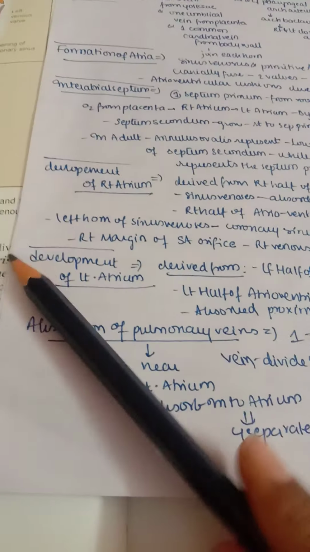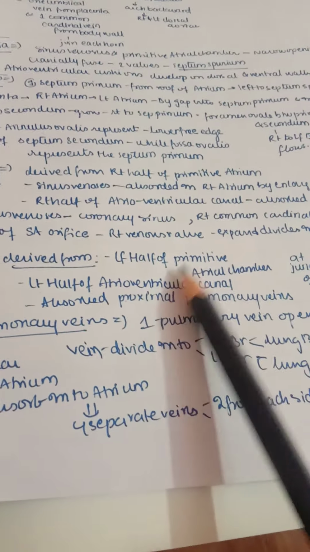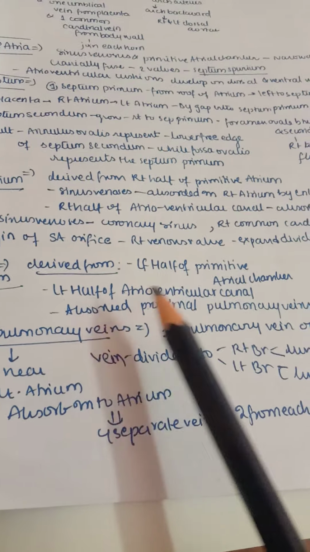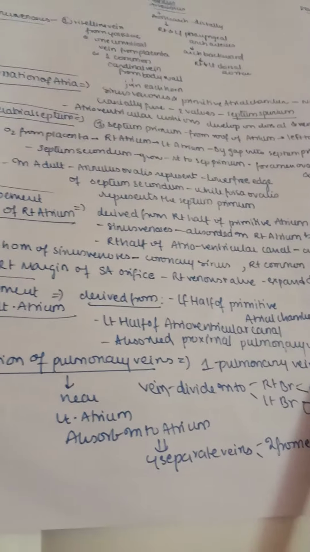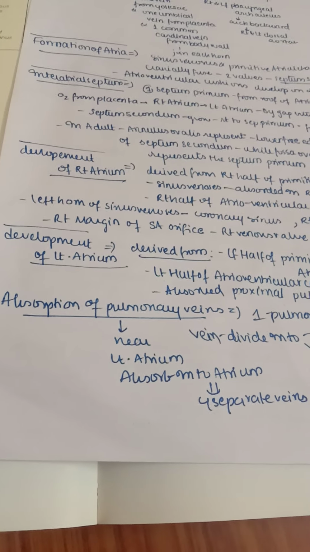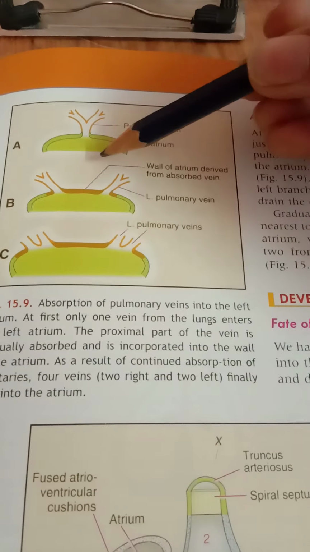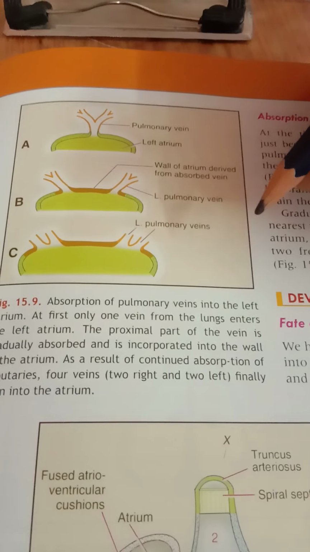Now let us see the development of the left atrium. The left atrium is also derived from the left part of the primitive atrial chamber and from the left half of the atrioventricular canal, and mainly the proximal pulmonary veins are absorbed into it. So what is this absorption of the pulmonary veins? Now let us check out this diagram. So this is the left atrium and this is the pulmonary vein. How the pulmonary vein is absorbed into the left atrium, let us see step by step.